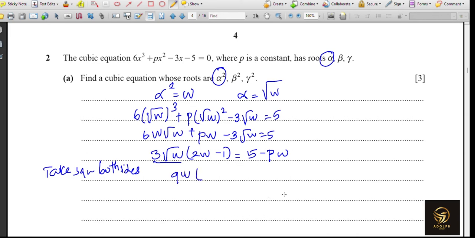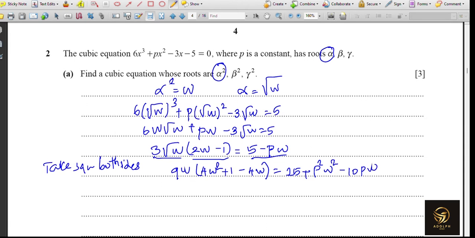Then 2w minus 1, if I take the square, it's going to be a minus b whole square. So a squared is 4w squared, then plus 1 squared, it is 1, minus 2 into 2w into 1, it's 4w. Even this side also is going to be a minus b whole square. If I apply that, I will get 5 squared, that is 25, plus p squared w squared, then minus 2 times 5 is 10pw.